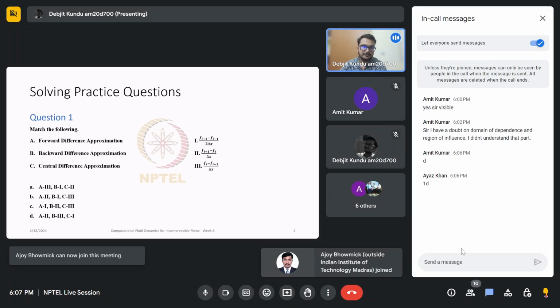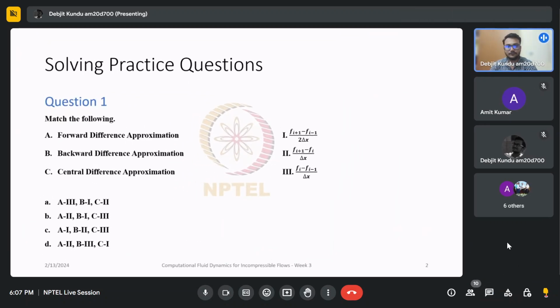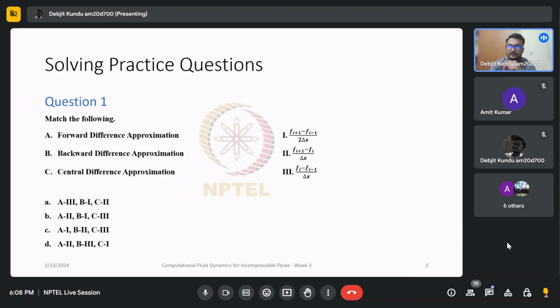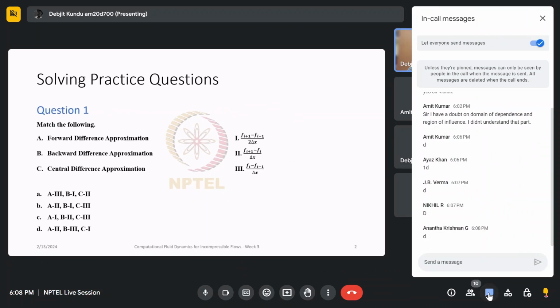So we have two responses so far. Let's see what others have to say. So for the people joining in now, this is the first question of today's session, which is asking us to match three items from two columns. On the left-hand column, we have different kinds of approximations. And on the right-hand column, we have different mathematical expressions of them. We have to match the approximation type with its correct mathematical form. And there are different combinations possible. Once we have figured out the correct combination, we can pick them out from the four options given below. And then you can type in your response in the chat box, or you can unmute and answer as well.